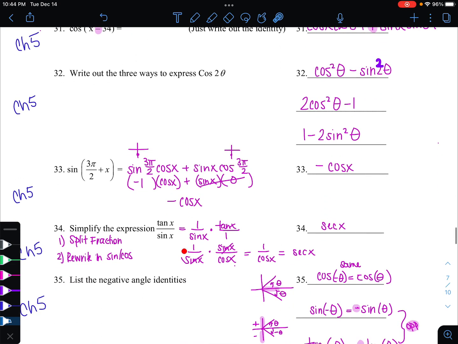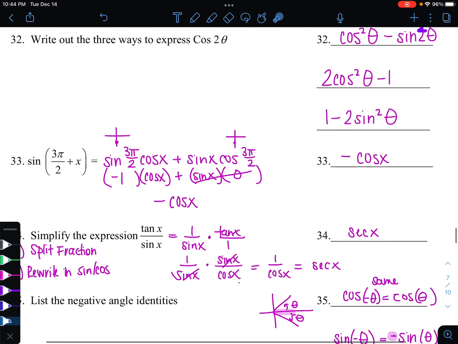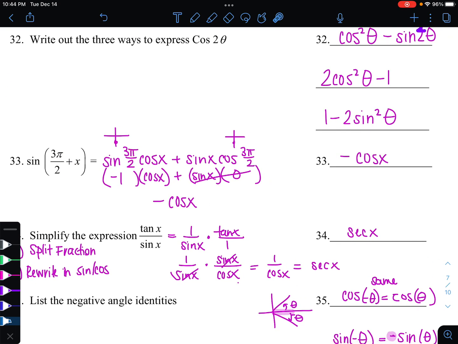All right, here we have an example of sine of 3 pi over 2 plus x. So this is the sum identity. It's sine of 3 pi over 2 cosine of x, plus cosine of 3 pi over 2 sine of x. Here we have sine, cosine, but the angles switch: 3 pi over 2, x, then x, 3 pi over 2. Since we're adding the angles, we add the products. With each of these, once you expand it out, you want to make sure you evaluate.